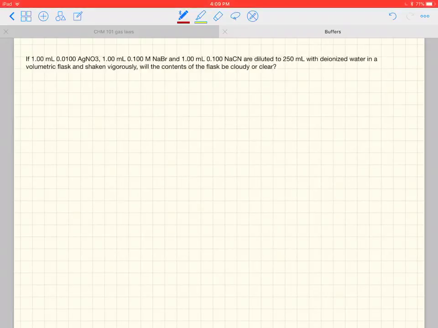All right, in this problem we're mixing three solutions: silver nitrate, sodium bromide, sodium cyanide. We want to know if there's a precipitation that occurs, which would be indicated by cloudiness. So what we first want to do is calculate the concentration of the silver ion, which is possibly going to precipitate with bromide or cyanide, okay? To calculate the concentration of silver ion, we need to use the dilution formula.